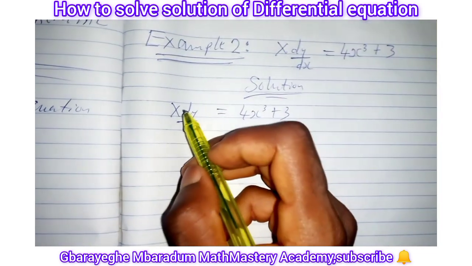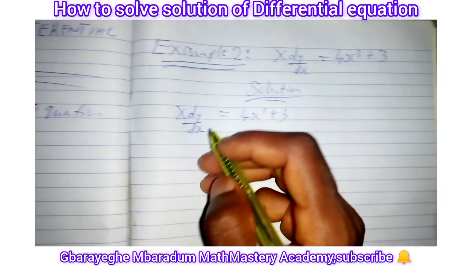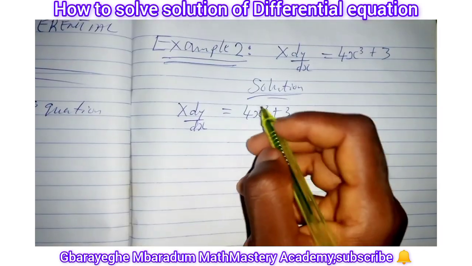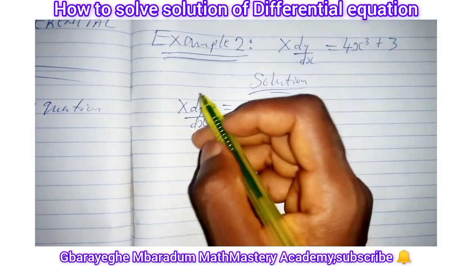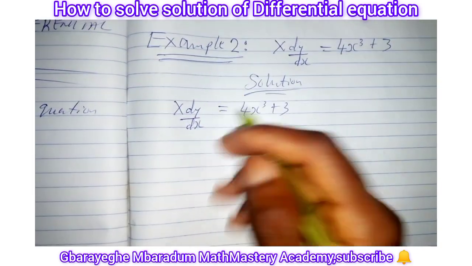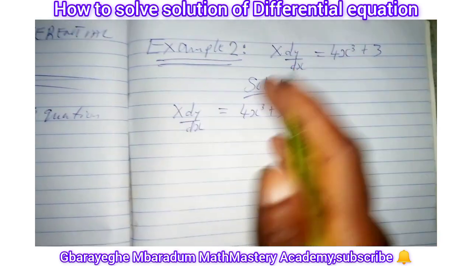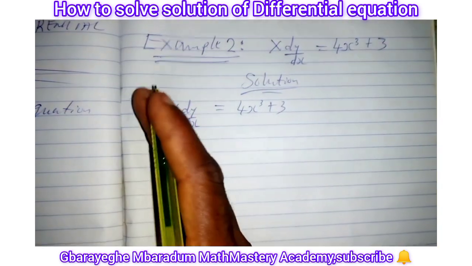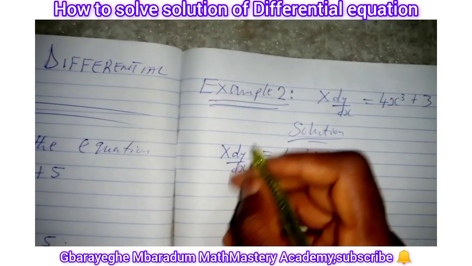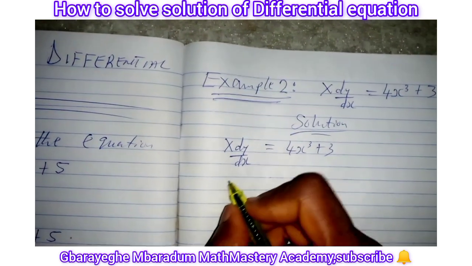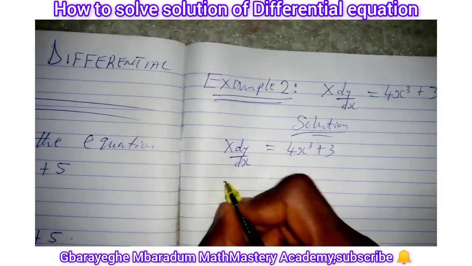Note that here, our function is not in the form of dy over dx equals f of x. So now we want everything concerning x to be on our right hand side, while our derivative will be on the left hand side. So because of that, we divide both sides by x.